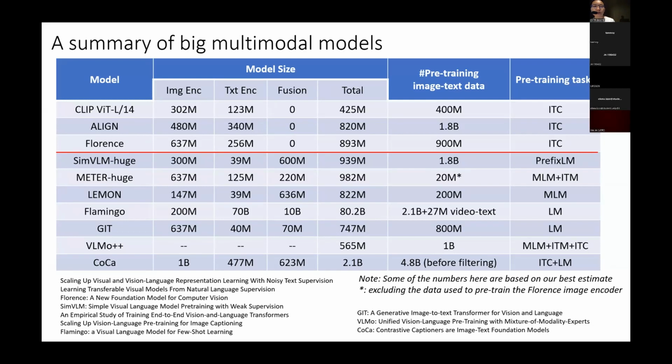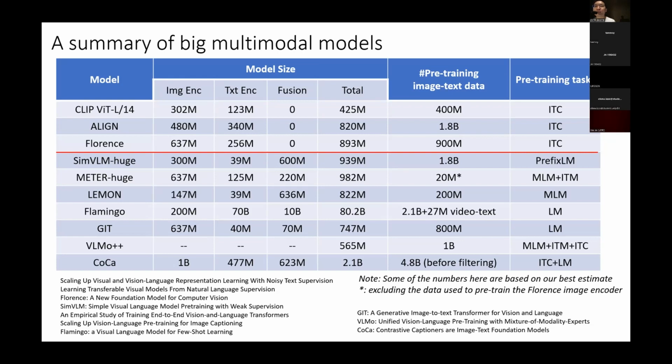In terms of the total number of parameters, one model that I want to point out here is the Flamingo paper. This is probably the biggest multimodal foundation model to date. And one reason is that they have a big language model inside.